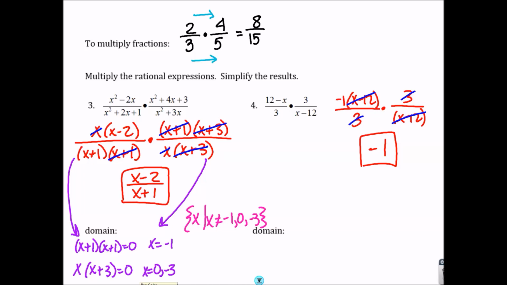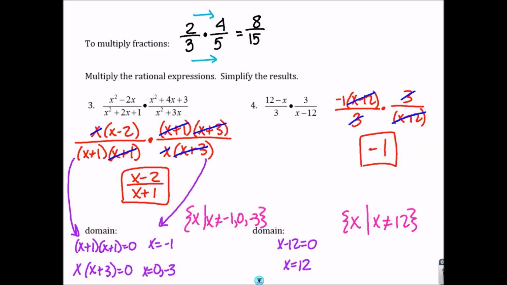Again, we need to look at the denominator of both fractions to figure out our domain. The denominator of the first fraction is just 3. So since there are no x's, we will not have any domain restrictions for that fraction. But the second fraction has x minus 12 as its denominator. So if we set that equal to 0, we end up with x equals 12 as our domain restriction. So our domain is x such that x does not equal 12, because that would make us divide by 0.